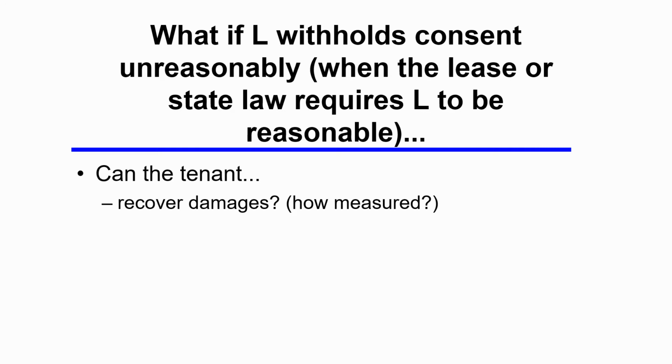We could measure those damages in terms of how much it harms the tenant's business for the tenant not to be able to carry out the assignment or the sublease. Could the tenant terminate the lease because the landlord has acted unreasonably? Well, unfortunately, in most cases, the answer to that is no, because under the doctrine of independence of covenants, a tenant generally can't terminate a lease because of a material breach by a landlord.